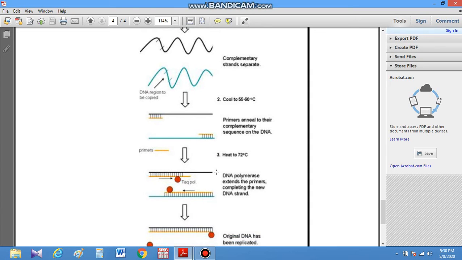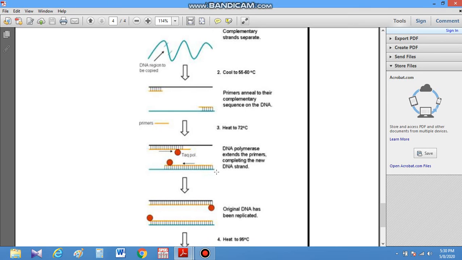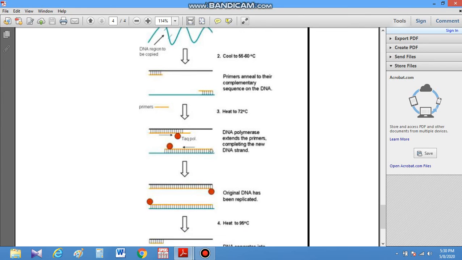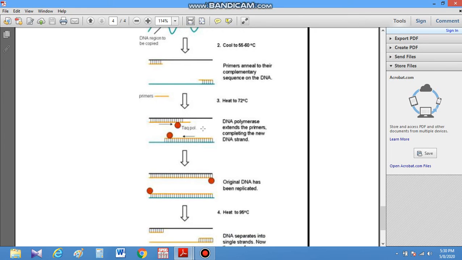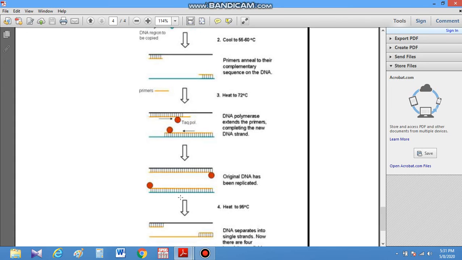The thermocycler is heated up to 72 degrees centigrade, and then the DNA polymerase enzyme, that is also called here Taq DNA polymerase, comes into the picture and synthesizes the DNA segment in 5' to 3' direction. In this way, we can see here that single stranded DNA is converted into double stranded DNA. Here the original DNA has been replicated. This black strand you can see is the parental strand, and this blue is the parental strand, but this orange line indicates that it is a replicated new strand.